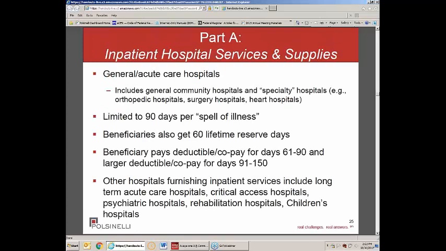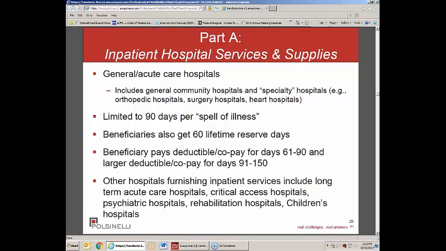So under Part A, the inpatient hospital services and supplies, this includes general and acute care hospitals. So these are community hospitals and also specialty hospitals such as orthopedic hospitals, surgery hospitals, cardiac hospitals. And in each inpatient hospital stay, the beneficiary is limited to 90 days per spell of illness. And the spell of illness starts with the inpatient admission. So if a patient comes in through the emergency room and then is under observation for some time, those days don't count. It only counts once a physician has made a determination that the patient needs to be hospitalized on an inpatient basis and writes the admissions order.